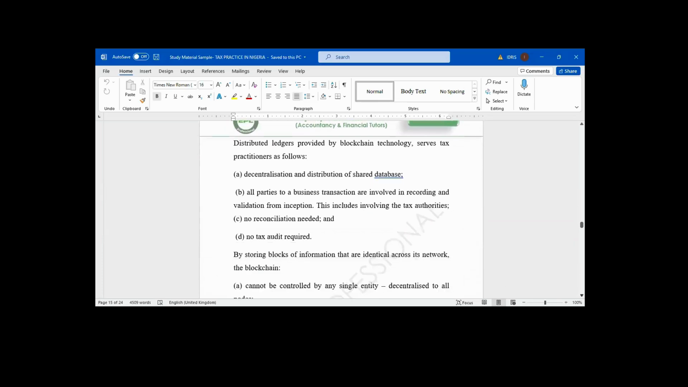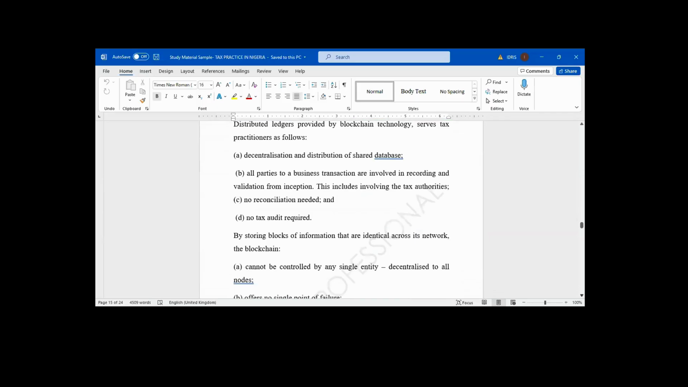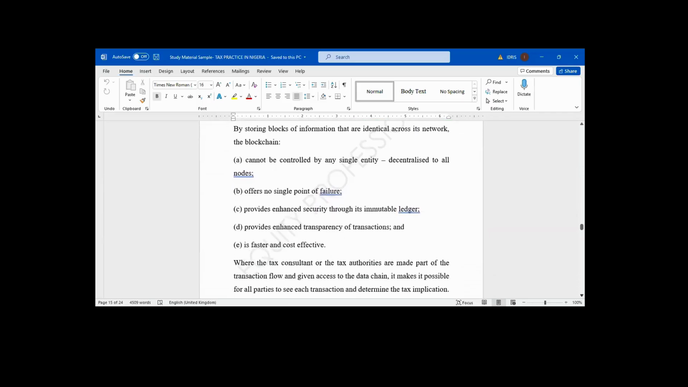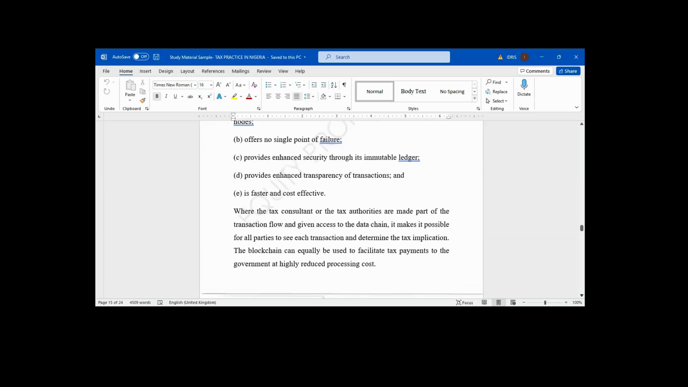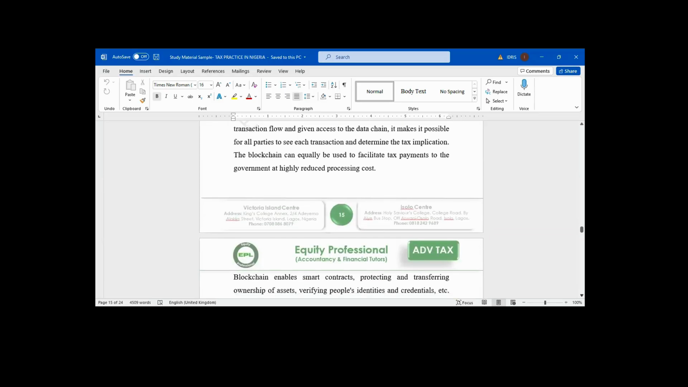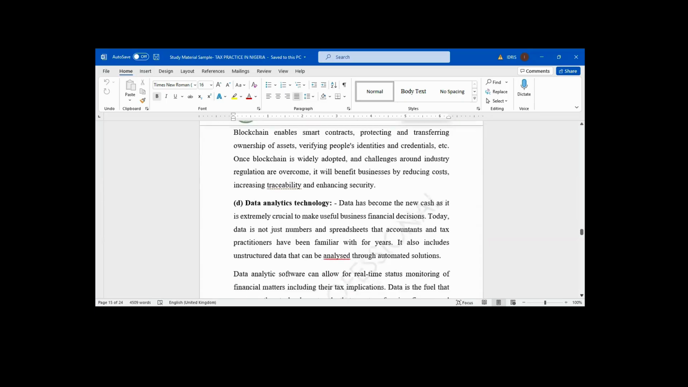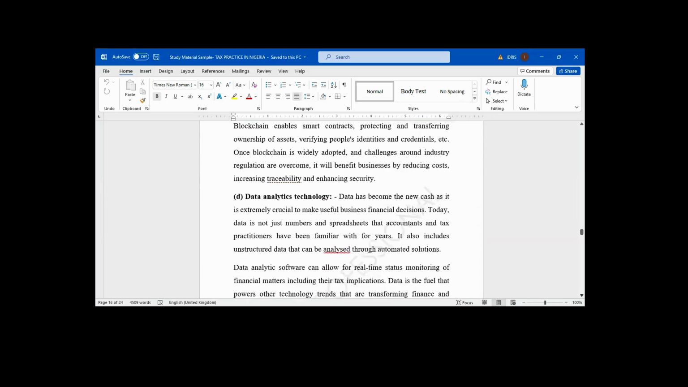And it will be easy for them to do tax audit on them. This is blockchain technology. Another disruptive technology we use in the tax industry is called data analytics technologies.